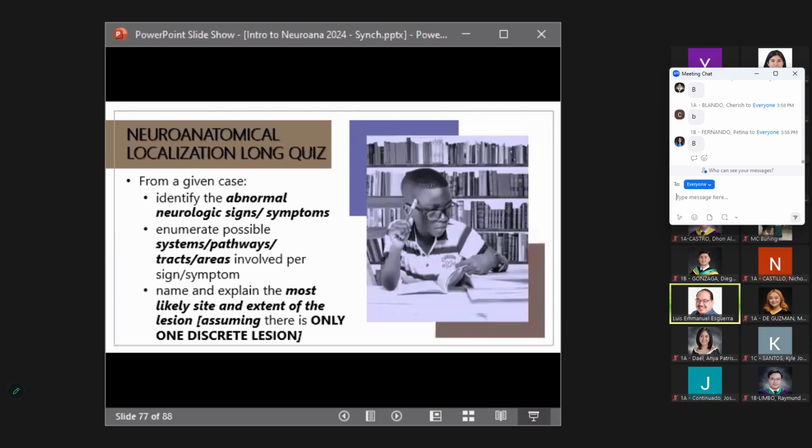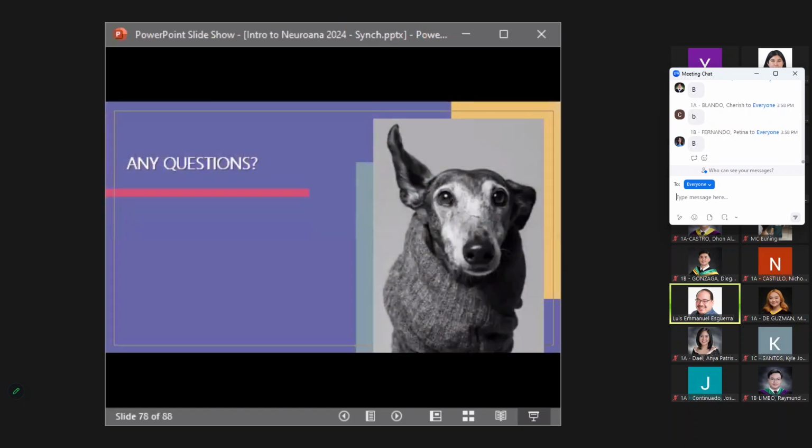Just a moment. Just remember, at the end of the course, you'll have a quiz regarding neuroanatomical localization. You will be given a case, and you should identify the symptoms, the pathways, and then the most likely location, assuming that there's only one lesion. That's at most what we can ask of you.